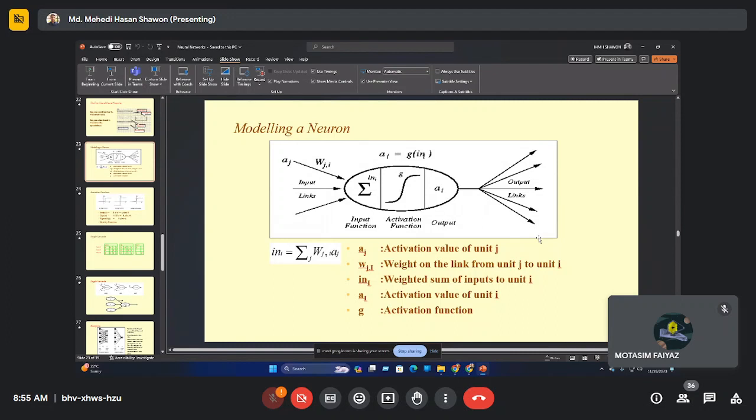Did everyone understand whatever is happening? At first, it will receive every input, sum them together, and put them in the activation function, which is in the middle. The activation function will produce one value, which will indicate whether it will activate or not. Then the output will be propagated to the rest of the neurons. So that's the simple way to discuss a neuron.